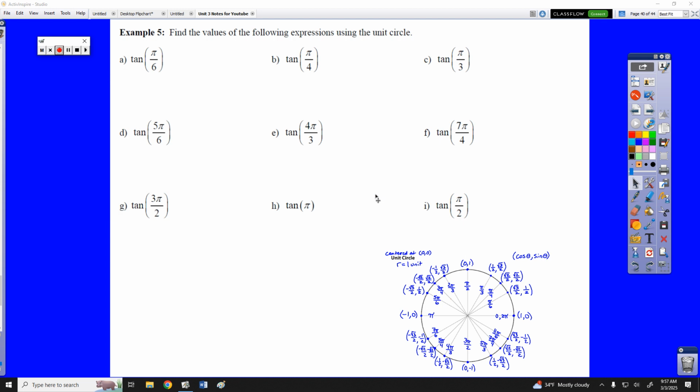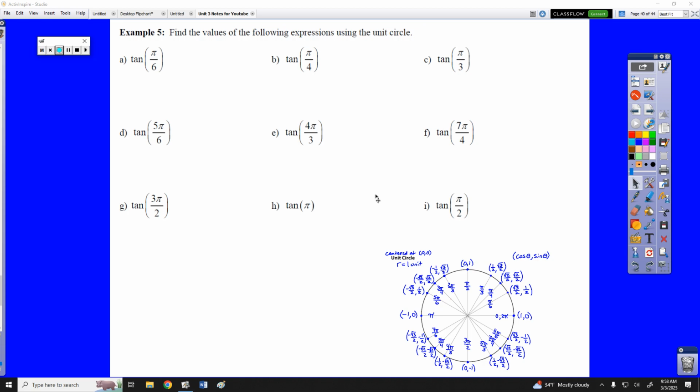Hello everyone, welcome to the video explanation for Brian Passwater's topic 3-8 notes, example 5. Example 5 says find the values of the following expressions using the unit circle. I have provided a handwritten unit circle there at the bottom right, but again these are values that we should have already memorized for sine and cosine.